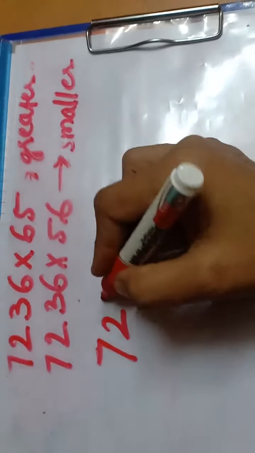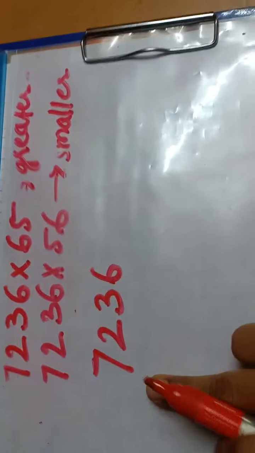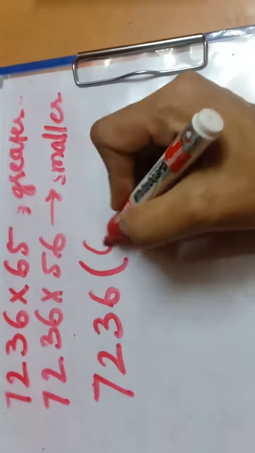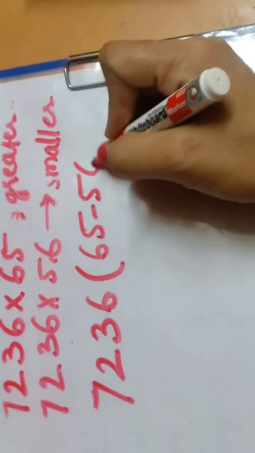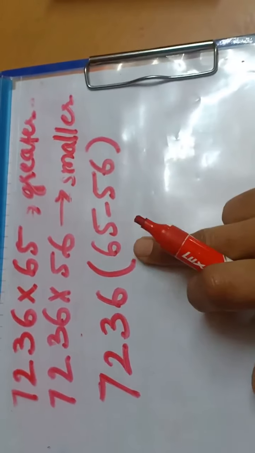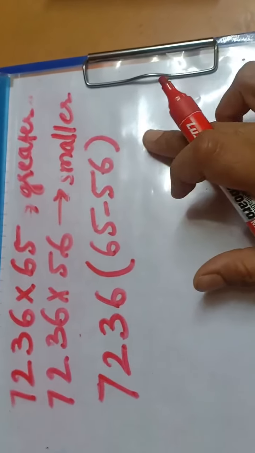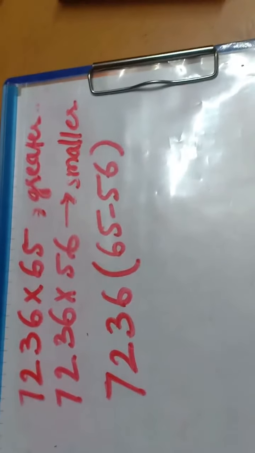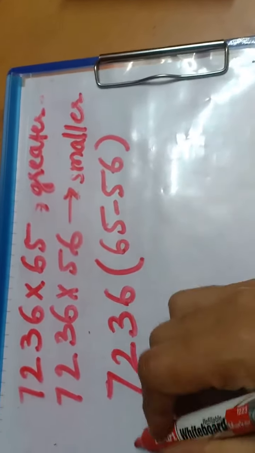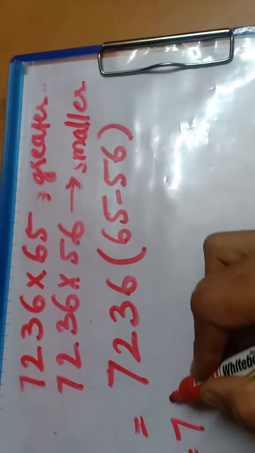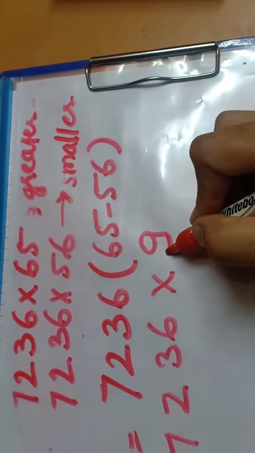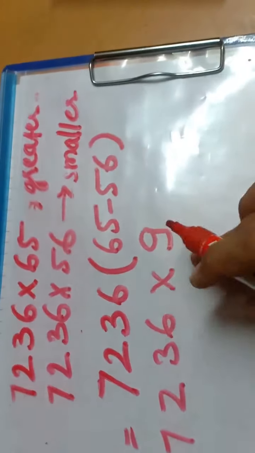We are going to multiply 7,236 by the difference of these two numbers. Why did I use difference? Because I want to find that his answer was greater than the actual answer. By how much? So for that I need to use subtraction, and that's the reason why I have subtracted this. So the answer would be 7,236 multiplied by 9. Okay, 65 minus 56 is 9.